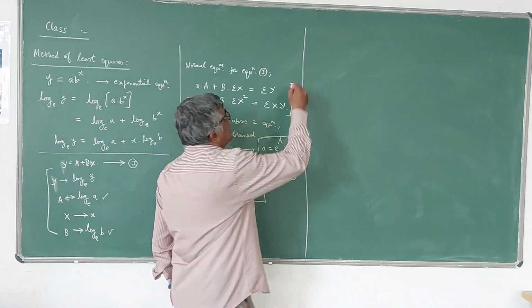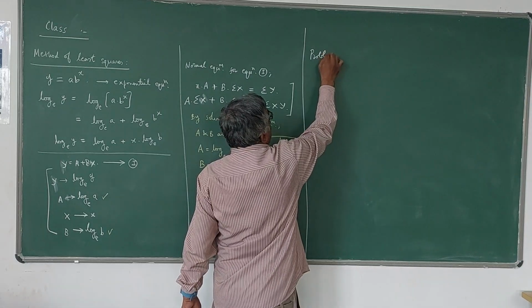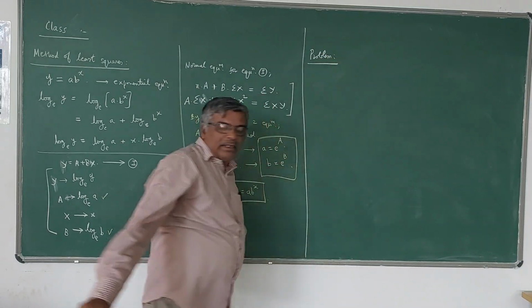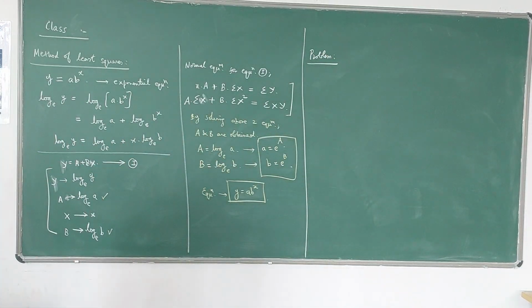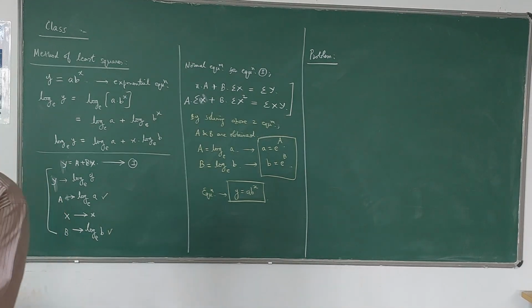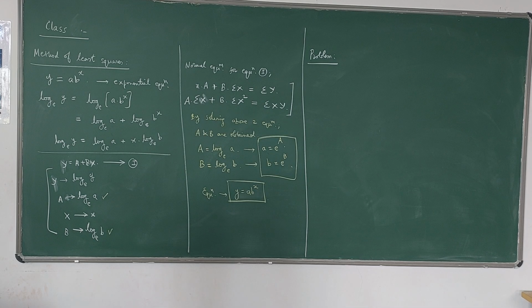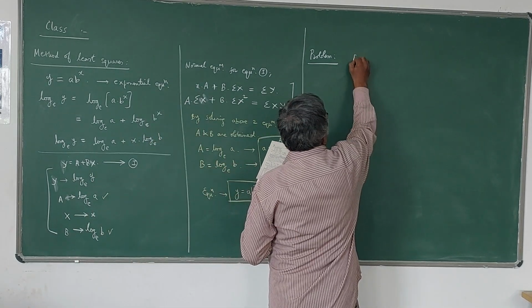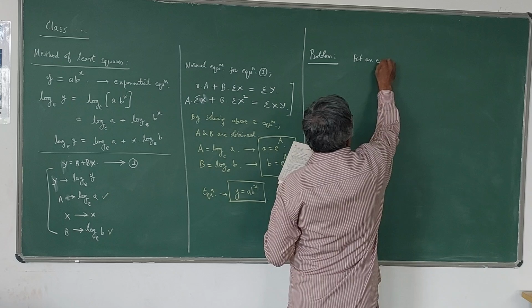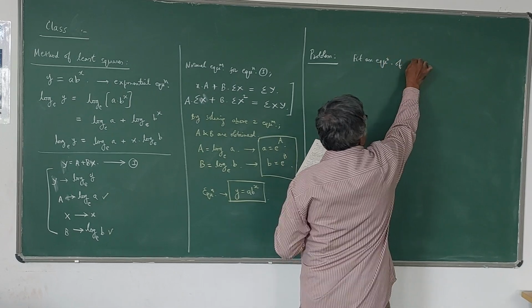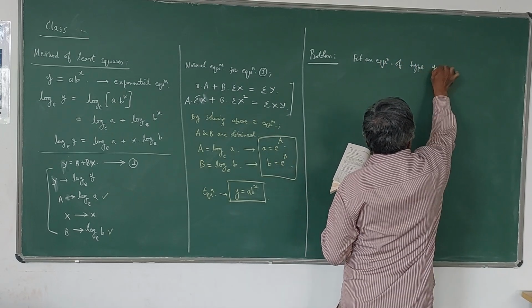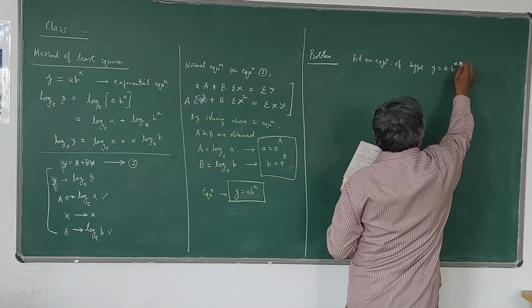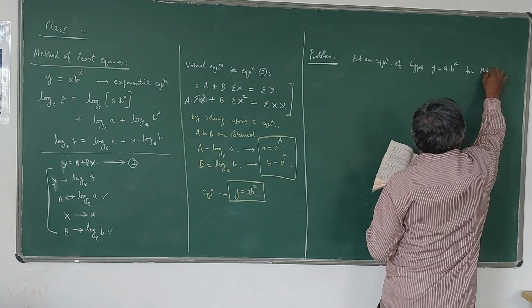Now let us solve the problem by taking x and y values. Let us fit an exponential equation of this form for this data. The data given here is like this. We have to fit an equation of type y is equal to a into b power x for the following data.